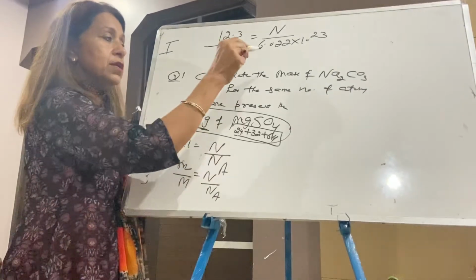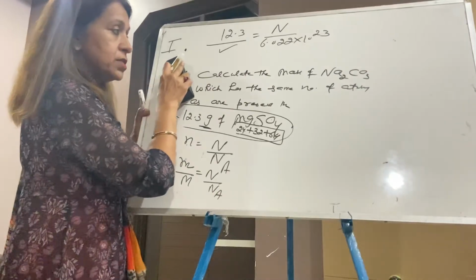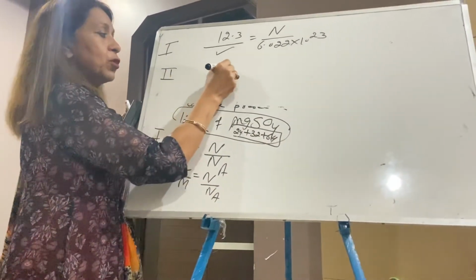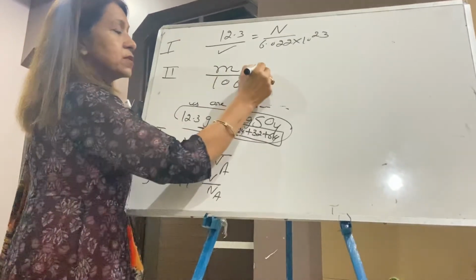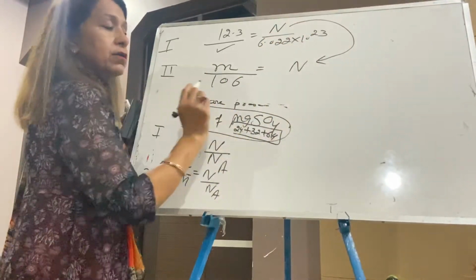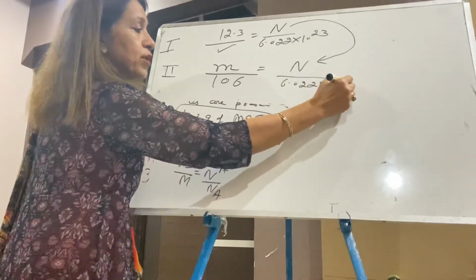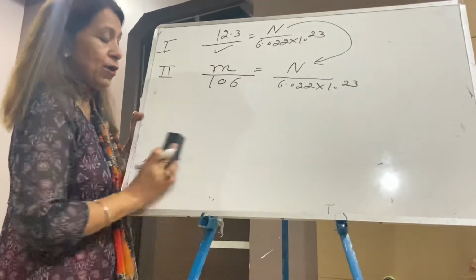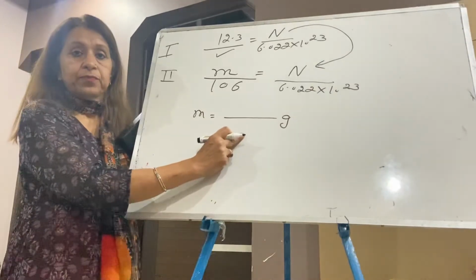Now the question is, calculate the mass of sodium carbonate which has the same number of atoms. For the second part, again apply the same formula, because you have to calculate the mass now. Sodium carbonate capital M is 106, is equal to the same N, whatever N came, you will put here because the atoms are the same, divided by 6.022 into 10 raised to the power 23, and your small m is the answer. Calculate small m.